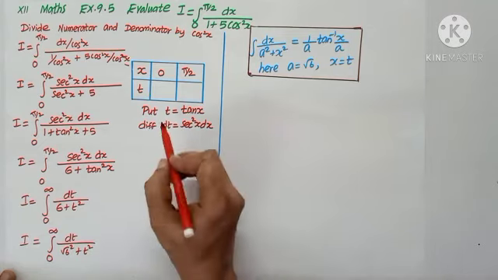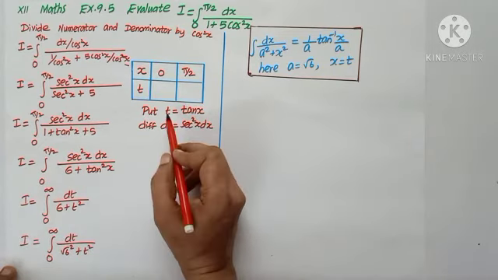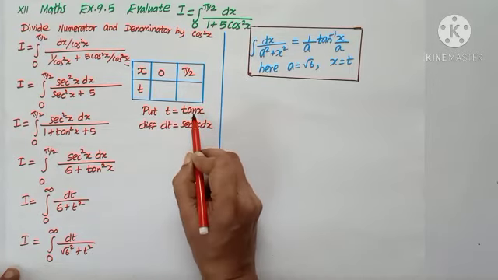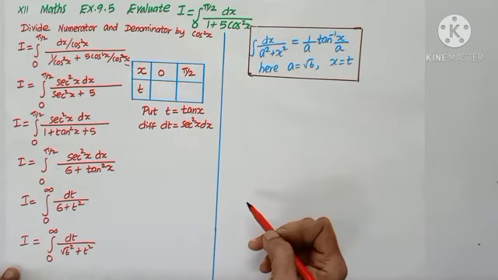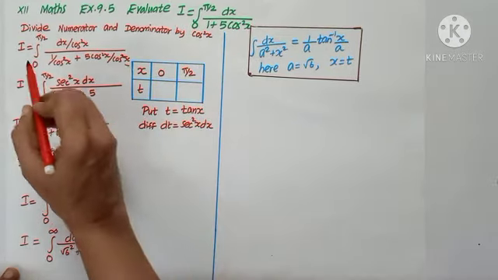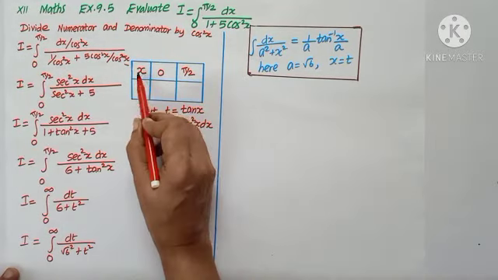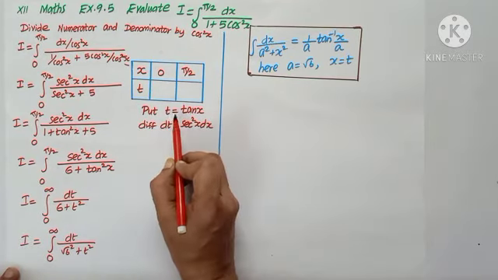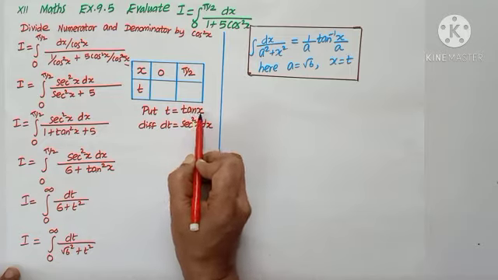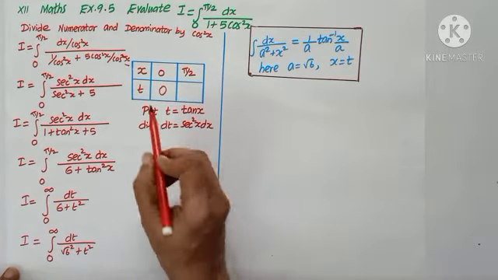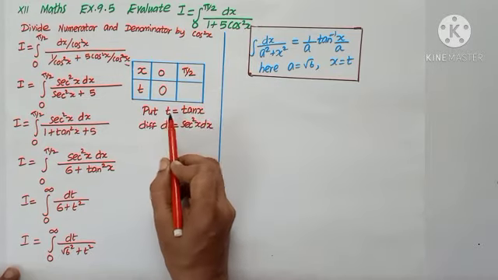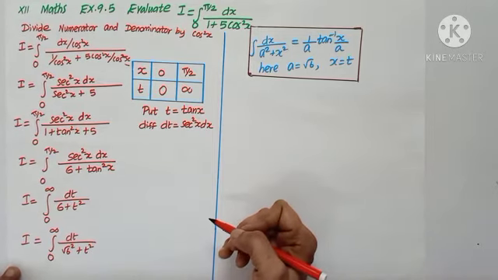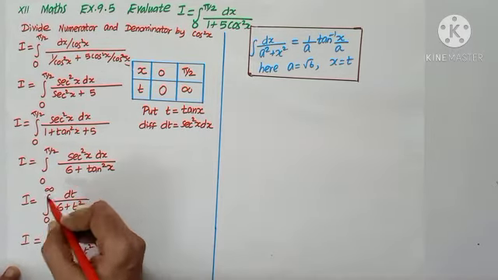So put t equals tan x. When I change, I have to differentiate. dt becomes, tan x becomes secant square x dx. To change the limits, they are from 0 to pi by 2 for x. For t, when x is 0, t is equal to tan 0. Tan 0 is 0. When x is pi by 2, t equals tan pi by 2, that is infinity. So the limits will now become 0 to infinity.